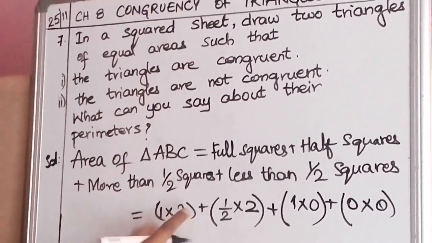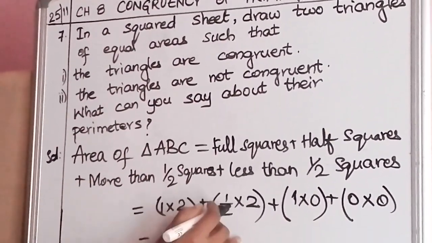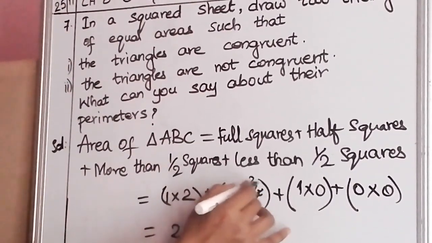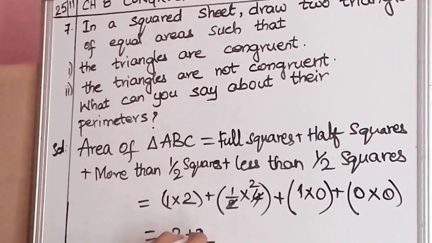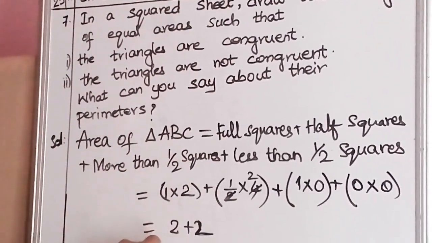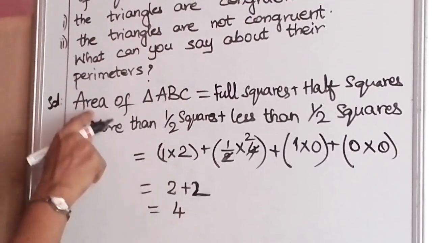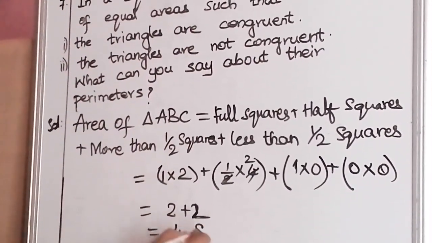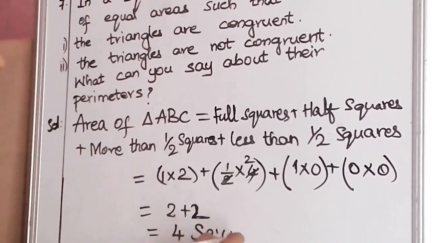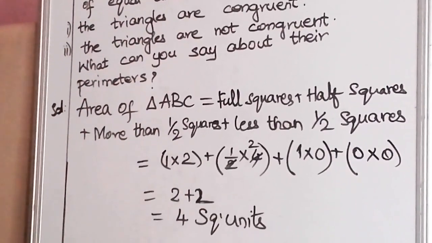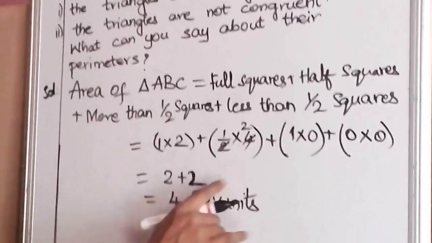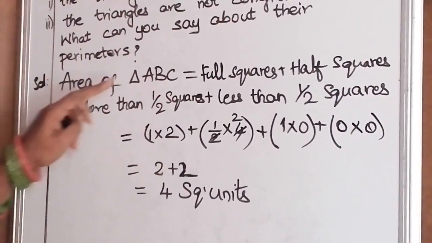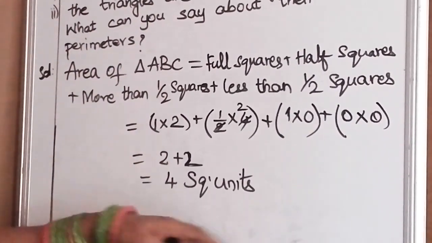So let's write 1 2s are 2 plus this we have 4 squares. So this is 2 times. So 2 plus 2, 2 plus 2 is equal to 4. Area of a triangle ABC. Always area is in square units. So it's 4 square units. 1 into 0 is 0. That's why we did not write. 0 into 0 is 0. So we did not write. So we got the area of triangle ABC as 4 square units.